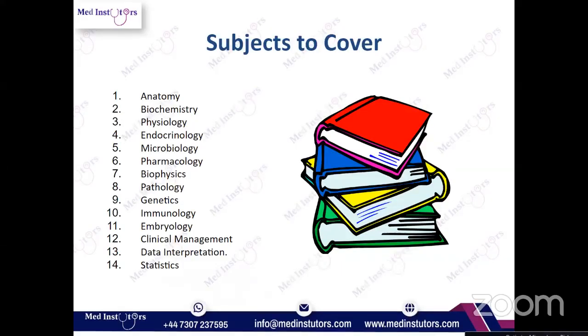The next question is what subjects I need to cover for the MRCOG 1 exam. This exam is all about your basic knowledge, your understanding of your basic subjects, like how much do you know about anatomy, biochemistry, physiology, endocrinology, pharmacology, pathology, genetics, embryology, clinical management, data interpretation, and statistics. So these are the subjects you need to cover.